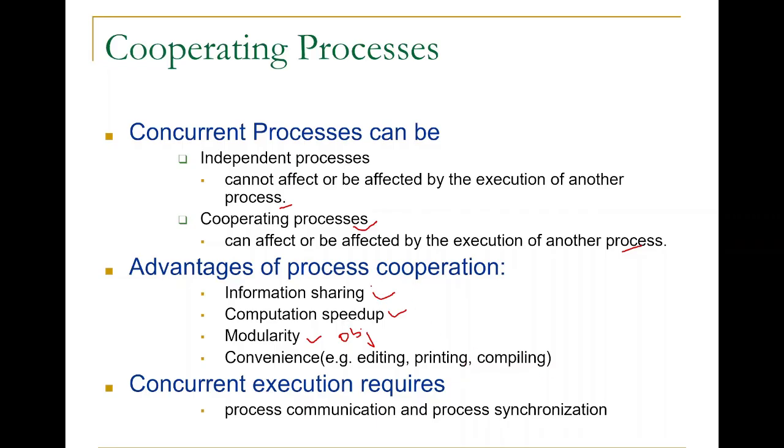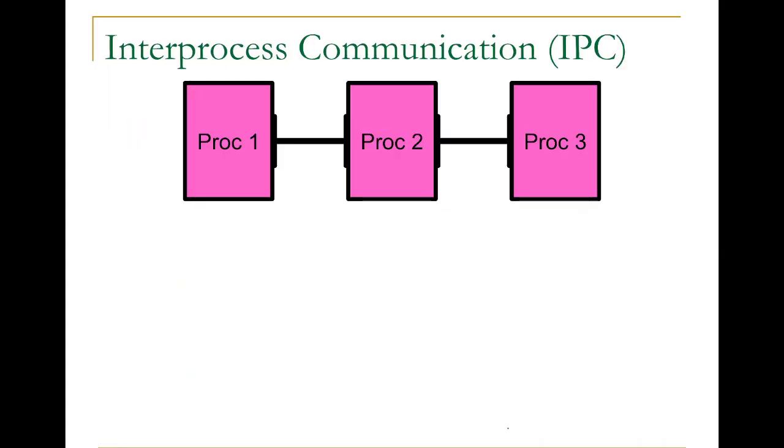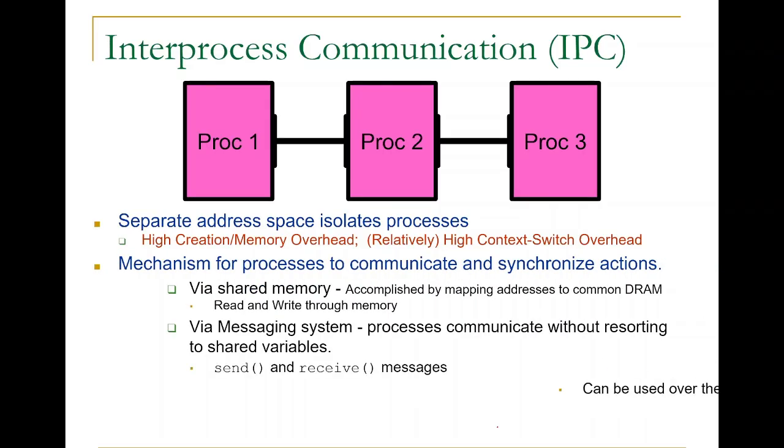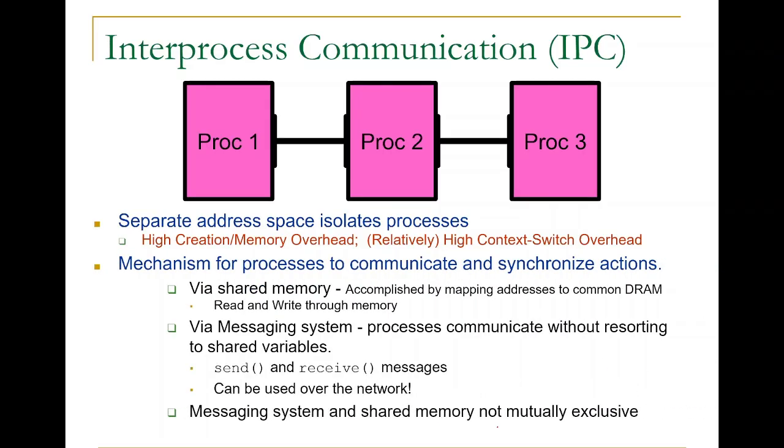You have the concurrent execution advantage. Concurrent execution requires process communication and process synchronization. They must talk with each other. Now let's look at interprocess communication, because one process must talk to the other before they can fully enjoy processes that are cooperating with each other.